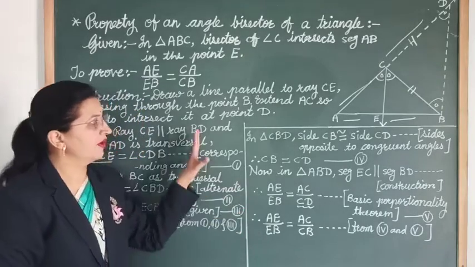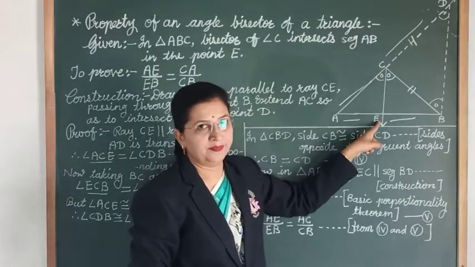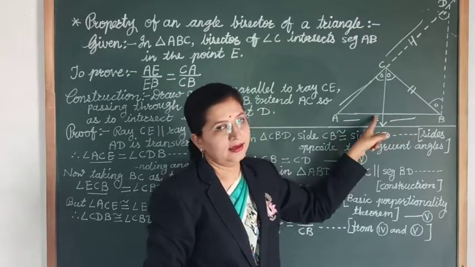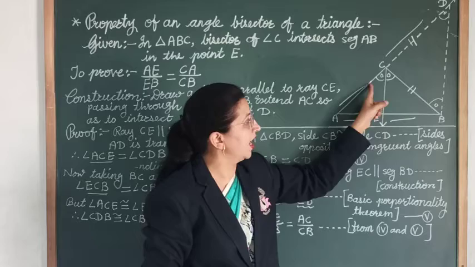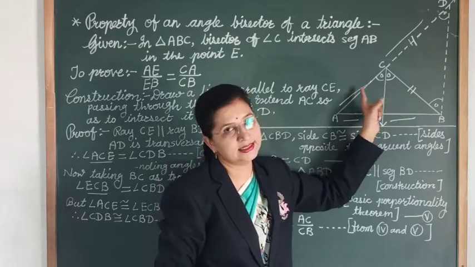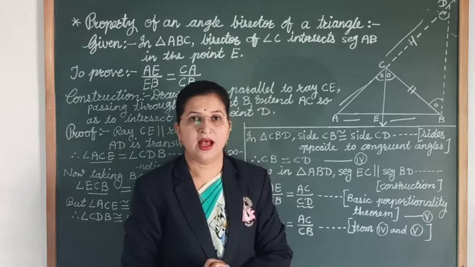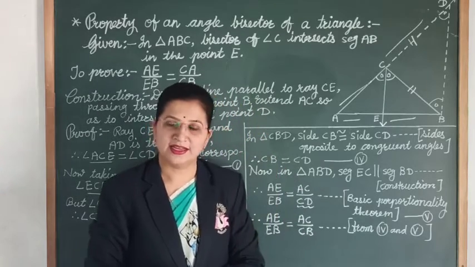So in this way we have proved that the bisector of an angle of a triangle divides the side opposite to the angle in the same ratio as the remaining sides. So this is the angle bisector theorem. I hope this theorem is clear.